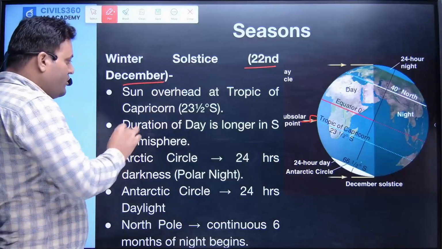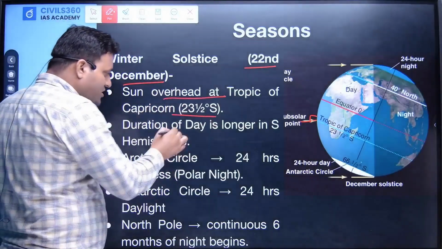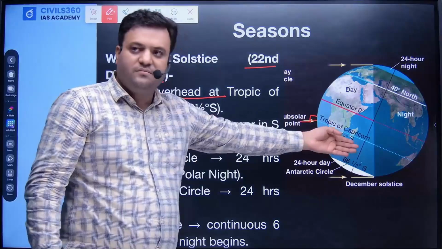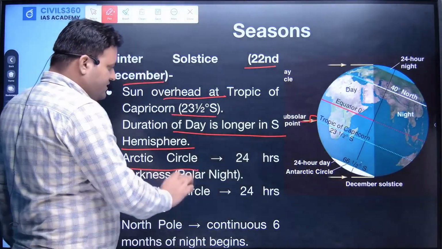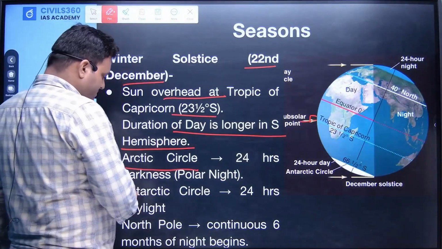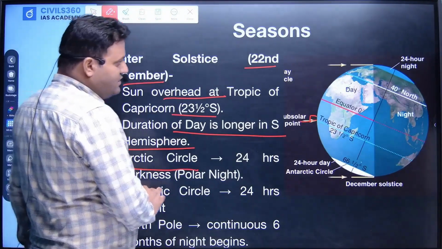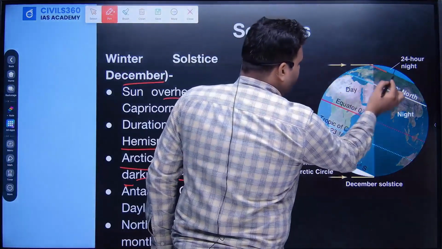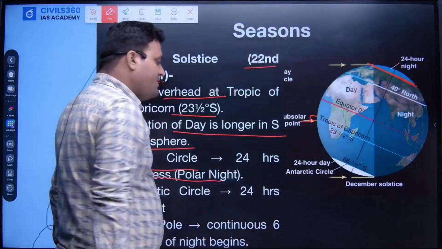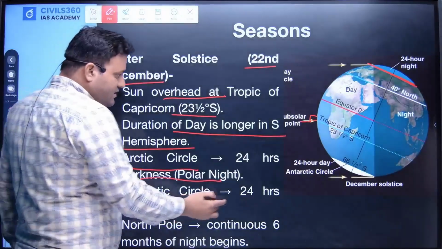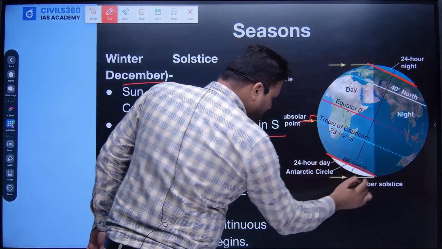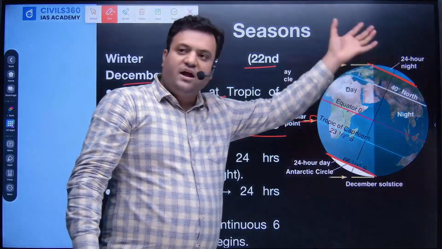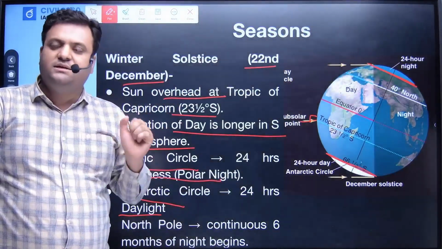So when the Sun is overhead on the Tropic of Capricorn, 23 and a half south, the duration of day is longer in the Southern Hemisphere. You can see here. And the Arctic Circle will have 24 hours under night. Here you can see this is the Arctic Circle. So this will remain under permanent night. Antarctic Circle, this one, will remain under 24-hour daylight. And this North Pole will remain continuously under the night.